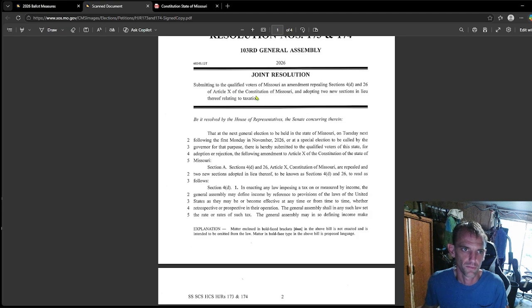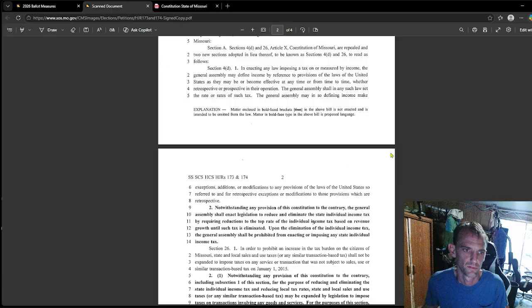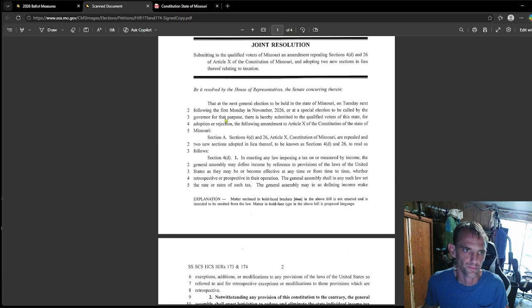Submitted to the qualified voters of Missouri, an amendment repealing Sections 4D and 26 of Article 10 of the Constitution of Missouri and adopting two new sections in lieu of. To be resolved by the House of Representatives, the Senate concurring therein.